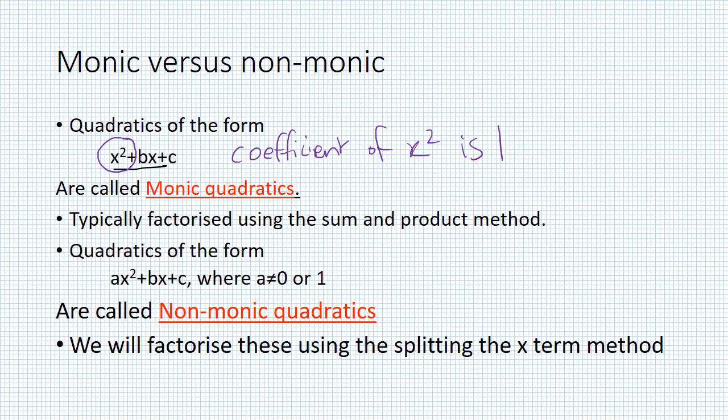The second kind of quadratic is what we call the non-monic quadratic. So importantly, the number in front of the x squared, or the coefficient of x squared, is not equal to 0 and it's not equal to 1. And as I said, these are referred to as non-monic quadratics. We're going to look at using the splitting the x term method to factorise quadratics of this form. So on to an example.